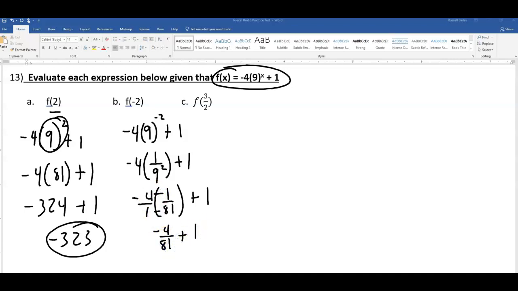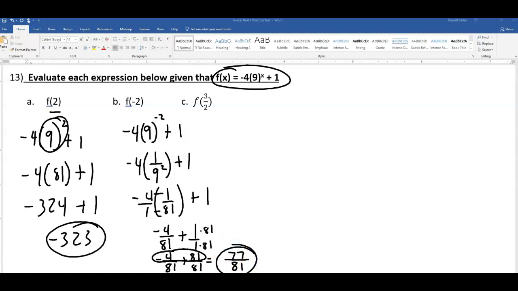And we do need a common denominator to combine these, so I'm going to put this 1 over 1 and multiply the top and bottom by 81. So I end up with negative 4 over 81 plus 81 over 81. And by combining the numerators together, I believe we're going to end up with 77 over 81.